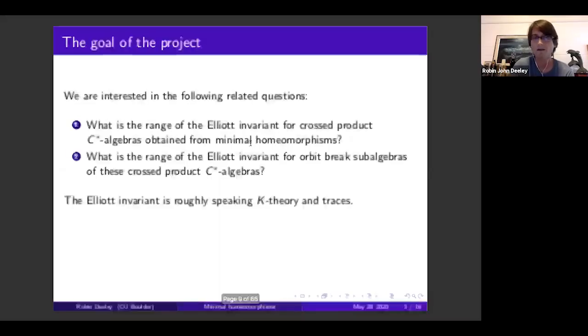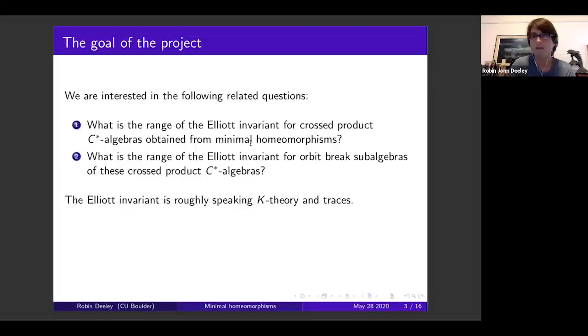And since I'm me, I just say the Elliott invariant is roughly speaking K-theory and traces. And in this talk, our goal is going to be quite modest. We're really going to be thinking about K-theory. And I'm even worse, I'm going to just think about K-theory as an abstract abelian group. So we're not even really concerned about the order when we're dealing with these things in the talk.